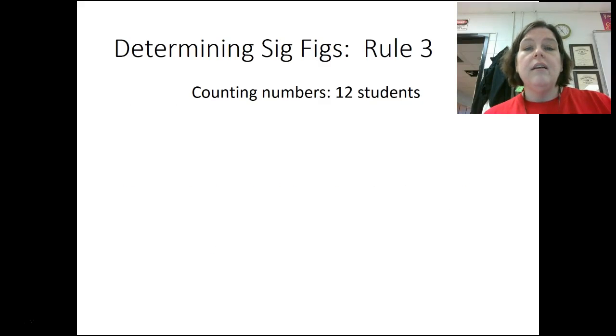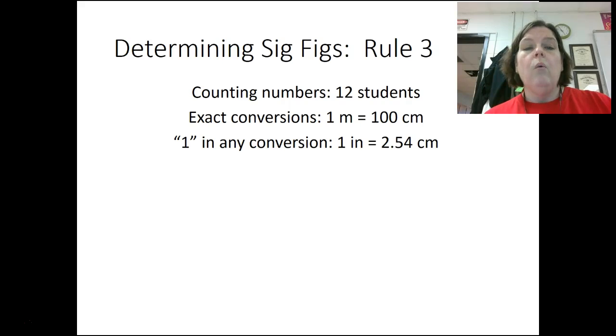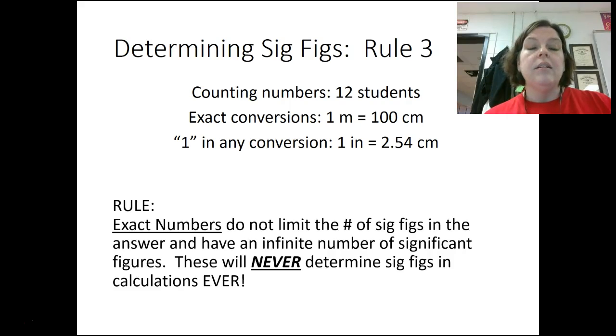Okay, rule 3, counted numbers like 12 students. That's not considered significant in the traditional sense. Exact conversions like 1 meter is equal to 100 centimeters. 1 in any conversion, like 1 inch is equal to 2.54 centimeters. These are considered exact. And so exact numbers do not limit the number of significant figures in any answer. And they have an infinite number of significant figures. So these will never, ever determine sig figs in a calculation. Anytime you use a conversion factor or a counted number, 1 student per classroom or 30 students per classroom, those are kind of considered infinite, and we don't want those to limit our calculations.